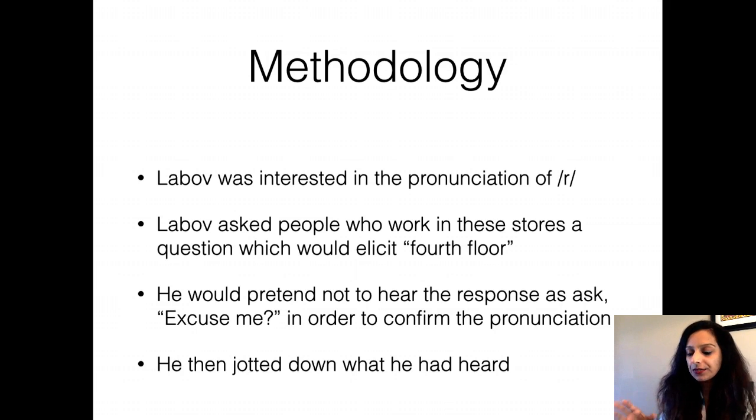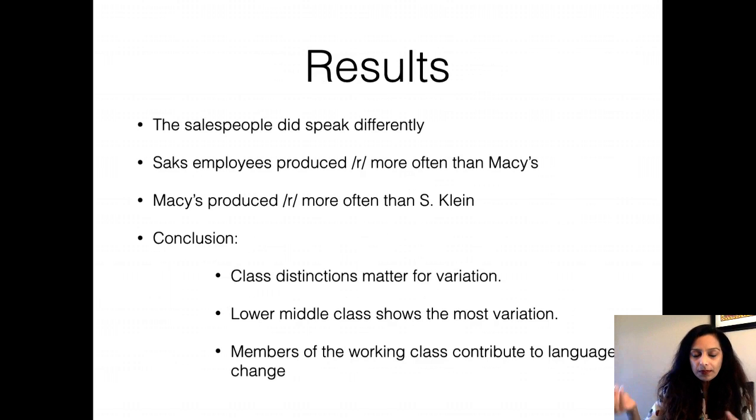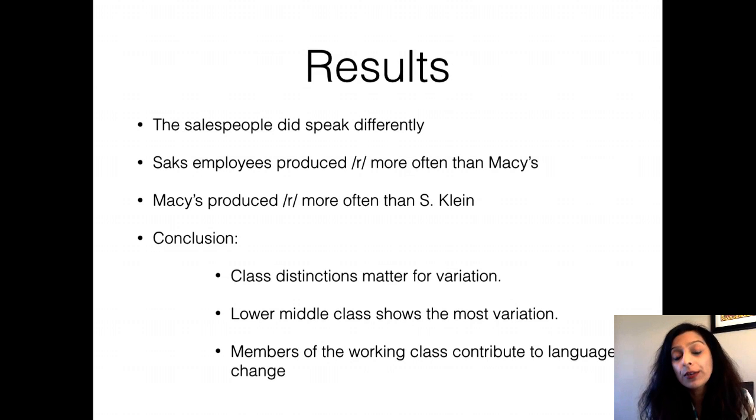And he would identify a particular thing that would be available on the 4th floor of each of these department stores. And he would go to a salesperson and ask for something that exists on the 4th floor, right? And so the person would say, oh, you can go to the 4th floor to get this thing. And Labov would say, excuse me, as if he didn't hear it, and the person would again say 4th floor, and then he would jot down what he said. The salespeople obviously spoke differently, and that was the main result of the study, the New York department store study.